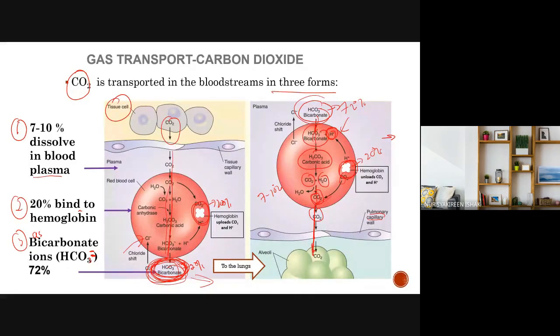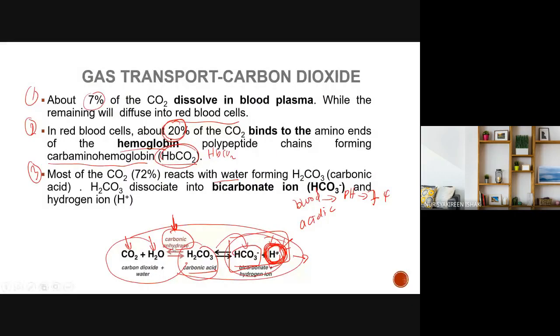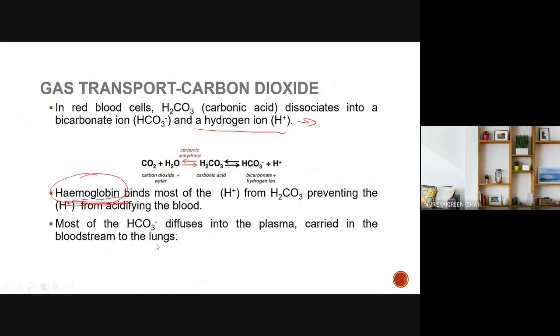Okay, forward reaction, carbon dioxide, water becoming carbonic acid is catalyzed by the enzyme carbonic anhydrase. The opposite reaction bila dah sampai lung is also catalyzed by the same enzyme, which is carbonic anhydrase. Okay, so nampak dekat sini kan, ini dah sampai lung, dah sampai lung. LUNGS. Okay, so in your blood plasma ada bicarbonate ion.